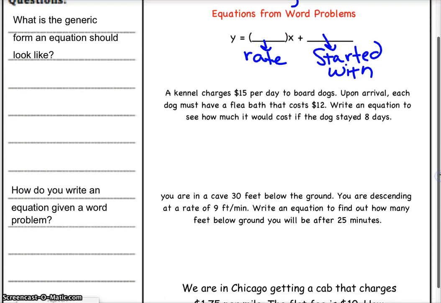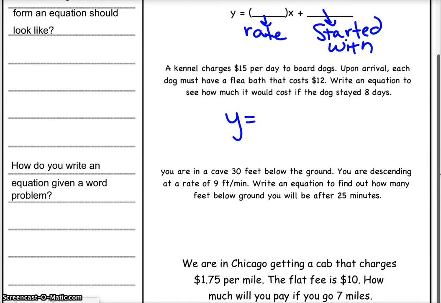So you could even go like this, because that's how it's going to look. It's going to look something like this. Y equals rate times x plus your starting point.